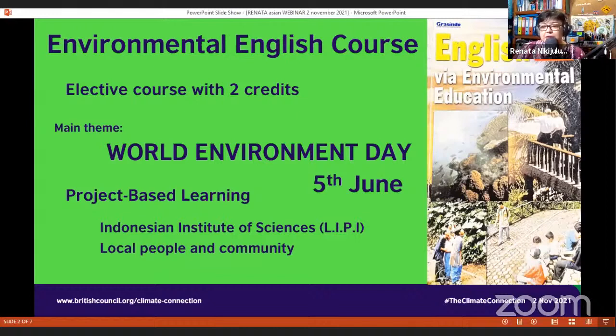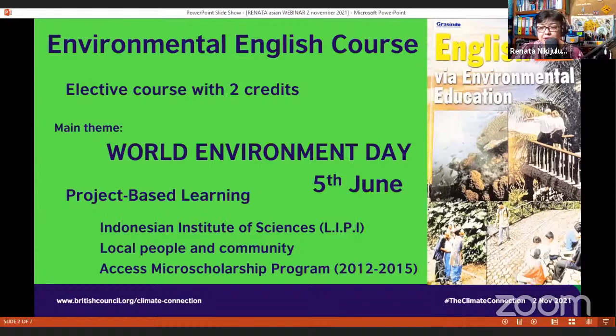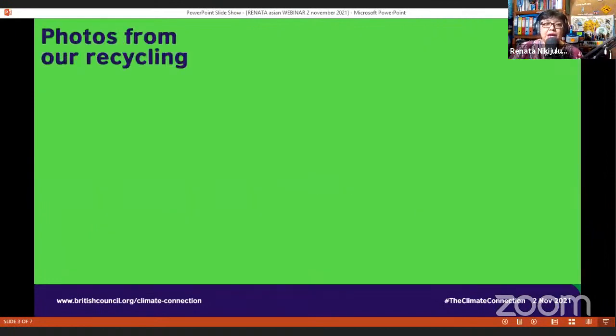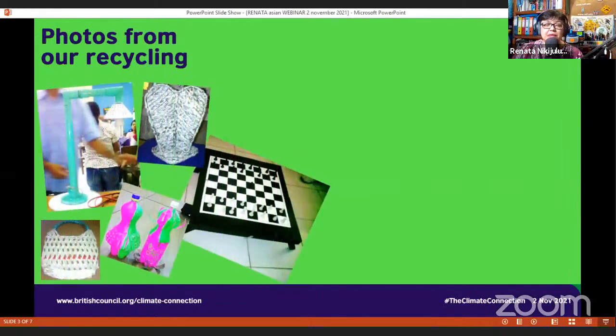Some of them also clean local beaches. Even they create posters based on the field trip that they conduct in some of the related government offices. Okay, and then from 2012 to 2015, we worked together with the Access Micro Scholarship Program, which provides the English course, but at the same time, we need to build up some awareness, especially for the environment. And in these kinds of activities, some of them are recycling.